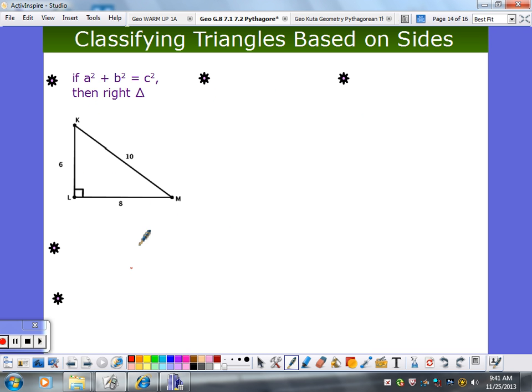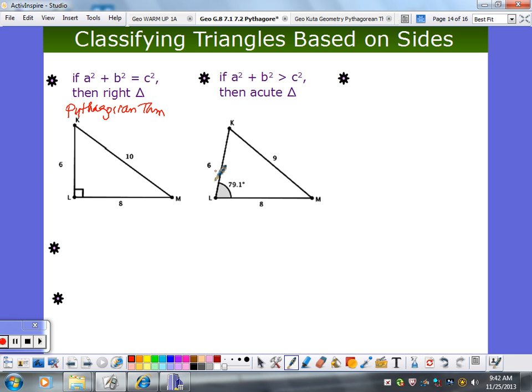Alrighty. Let's see what we got here. Classifying triangles based on side. So we're on the back here. We're in the home stretch. If a squared plus b squared is c squared, then it's a right triangle, right? This is the Pythagorean Theorem. And I guess this is the converse. I personally don't care converse, not converse. But this is the theorem. It's a biconditional.